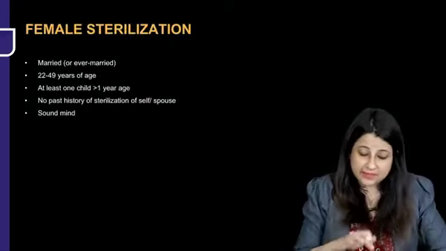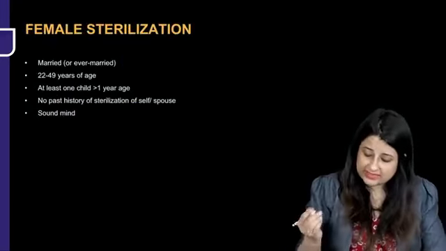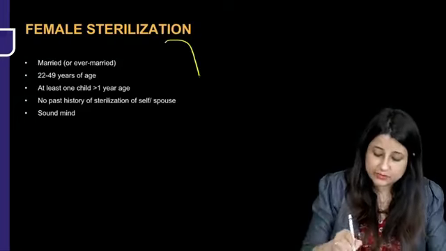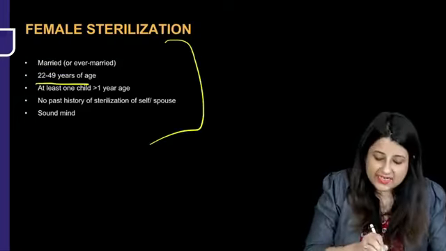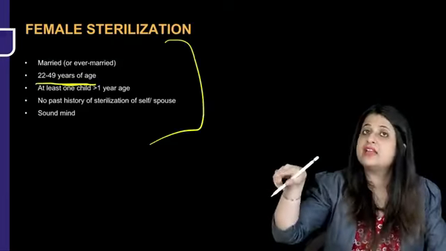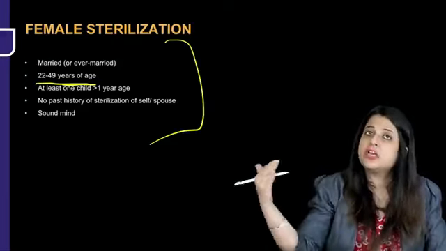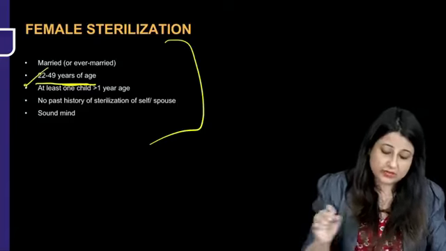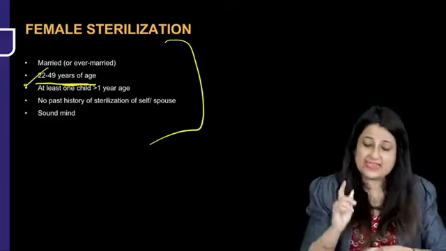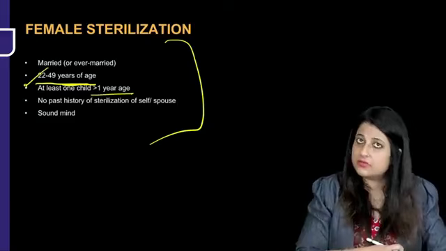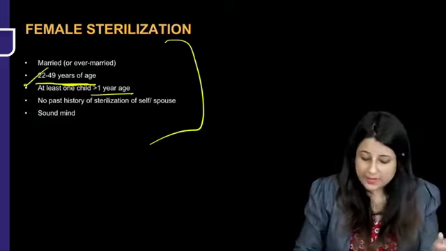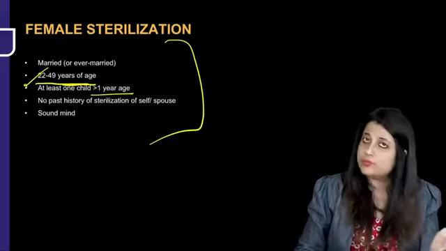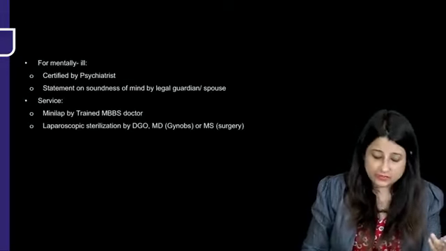Female sterilization, again, the only thing that I want you to note over here is the eligibility criteria. Married or ever married, 22 to 49. In males, what was it? Less than 60. Female reproductive age group is up to 49 years, so 22 to 49. Again, at least 1 child more than 1 year of age, meaning up to 1 year of age. No past history of sterilization, sound mind. Same thing for mentally ill, has to be certified.